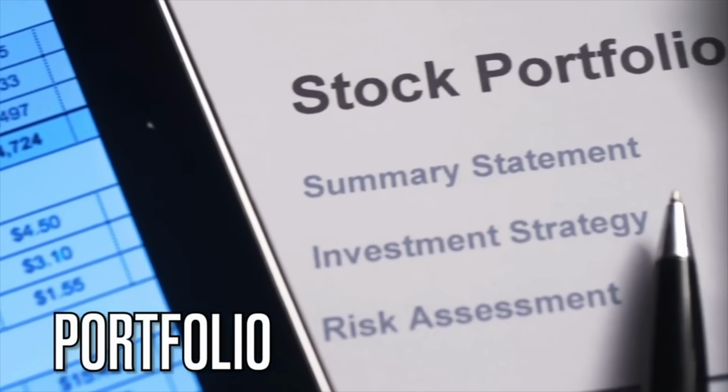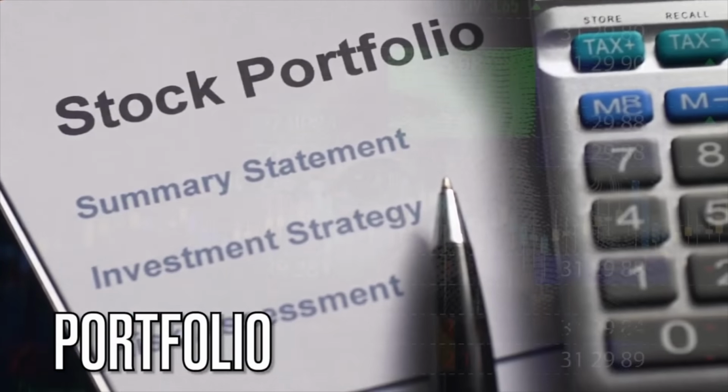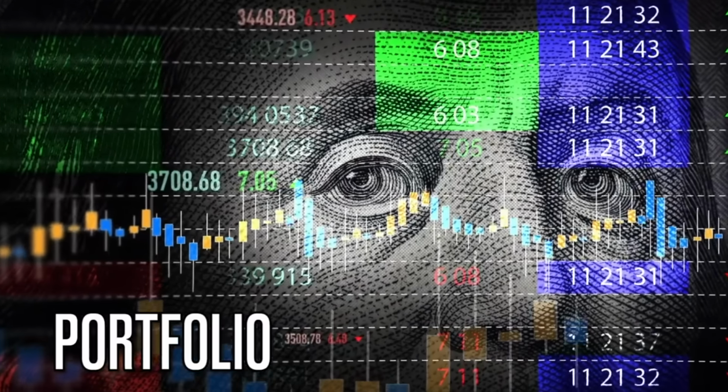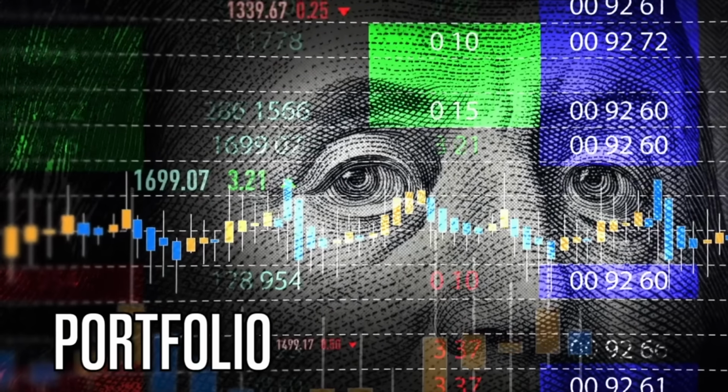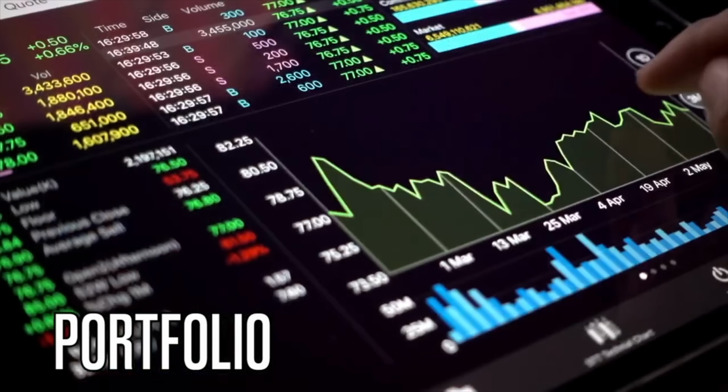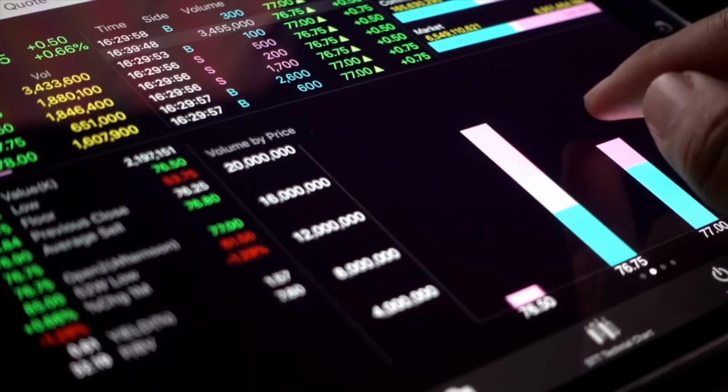Let's move on to portfolio. This is a collection of investments, such as stocks, bonds, and other assets, held by an individual or entity to achieve diversification and manage risk in their overall investment strategy.